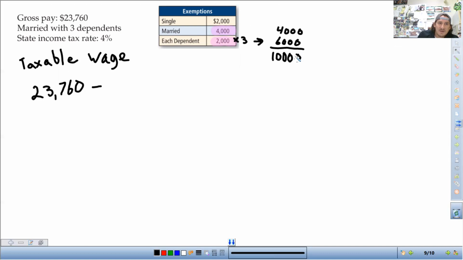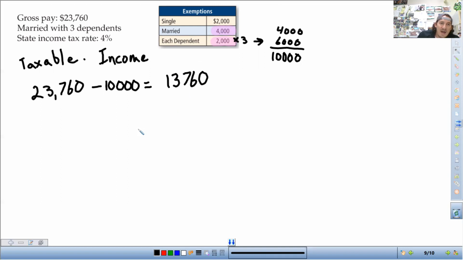of exemptions. So the taxable income, that's not taxable wage, taxable income is $13,760.